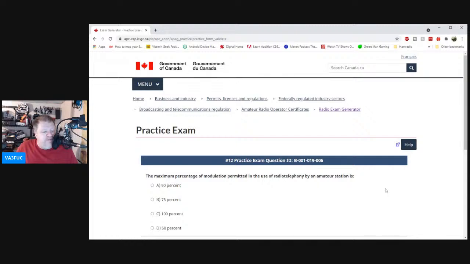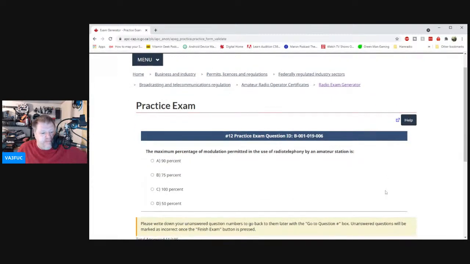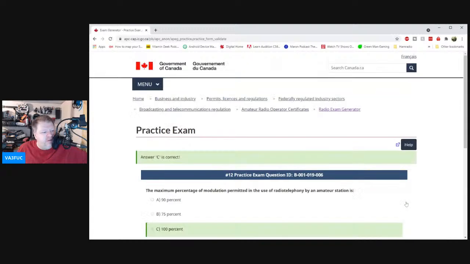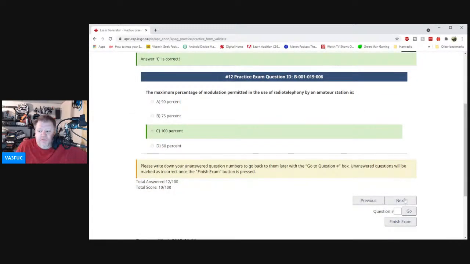Okay, the maximum percentage of modulation permitted for the use of radiotelephony by an amateur radio station is: A, 90%, B, 75%, C, 100%, or D, 50%. If I remember correctly, it's C, 100%. We're allowed 100% of the power that we're supplied, if I remember correctly. Let's see what happens. Submit. C is the correct answer. It just didn't sound like any other answer.